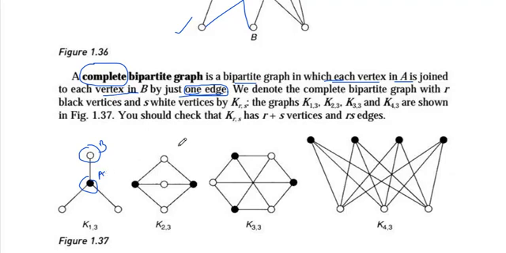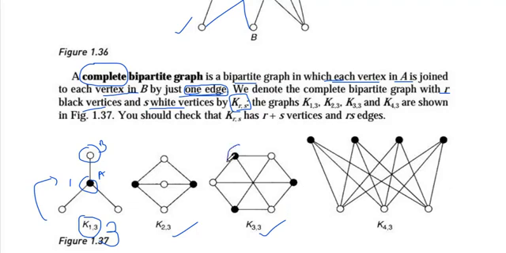Okay, so we can denote the complete bipartite graph with R black vertices and S white vertices as K_RS, like this. First of all, we have to write down the black vertices and then the white vertices. Here, 1 black vertex and 3 white vertices gives K_1,3. This graph is K with suffix 1 and 3. We have 2 black vertices, so K_2,3. We have 3 black vertices and 3 white vertices, so K_3,3.